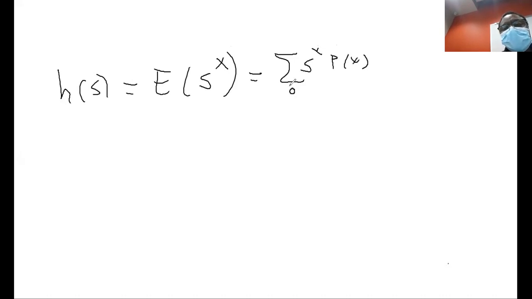So we're proving the probability generating function h of s equals E of s to the x. This is the definition, which is the sum over x from 0 of s to the x times P of x, which is equal to the sum of s to the x lambda to the x over x factorial e to the minus lambda.